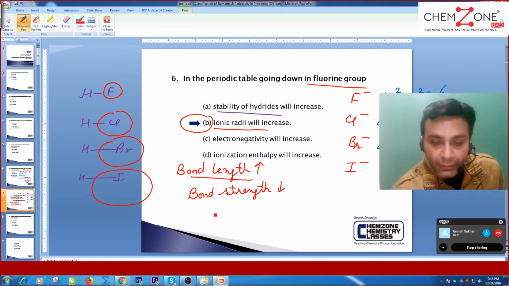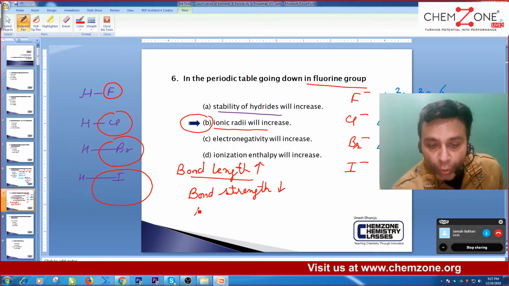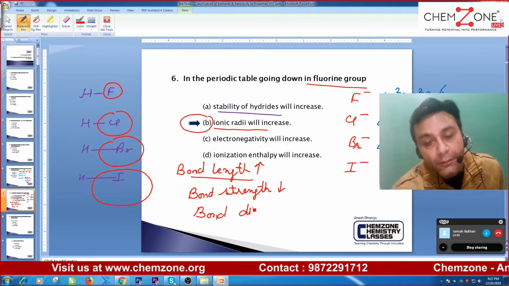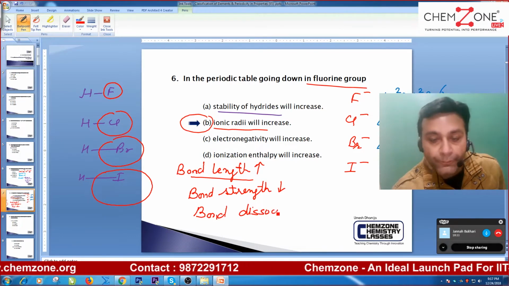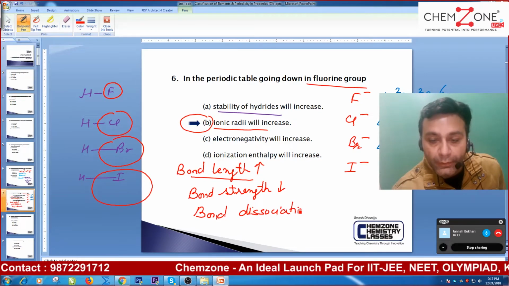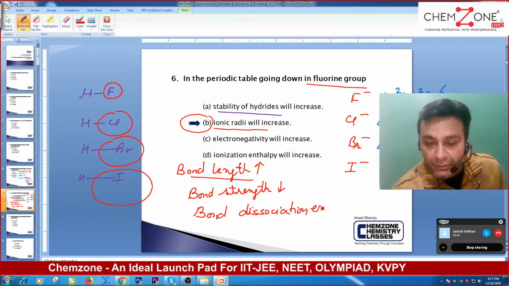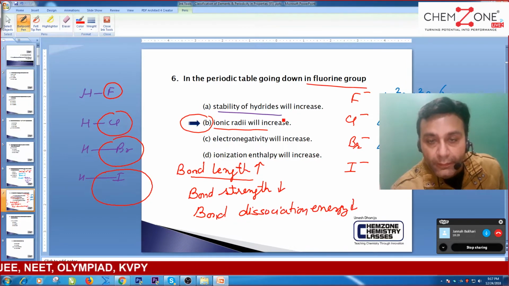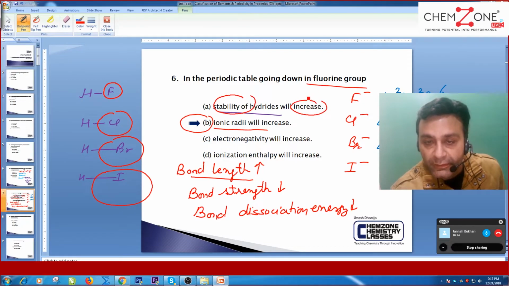Bond strength will decrease, right? And so the bond dissociation energy will decrease. Bond dissociation energy decreases. So if A said stability of hybrids will decrease, then it should decrease over here, right? So that is why it's the wrong answer here, right?